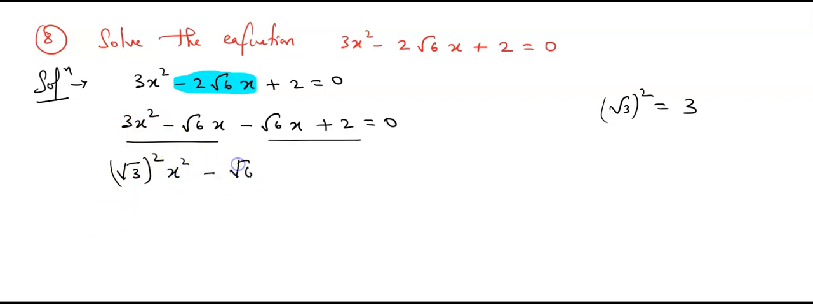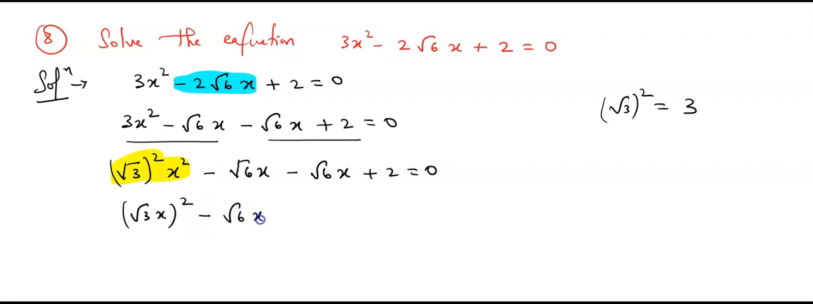Then minus root 6x, again here you can see is already minus root 6x. So let me write this minus root 6x as it is, then plus 2 is equal to 0. Now we can see in this term root 3 also we have, for root 3 also square is there, for x also square is there. So we can write directly like this, root 3x whole square, got it, minus root 6x plus 2, that is equal to 0.